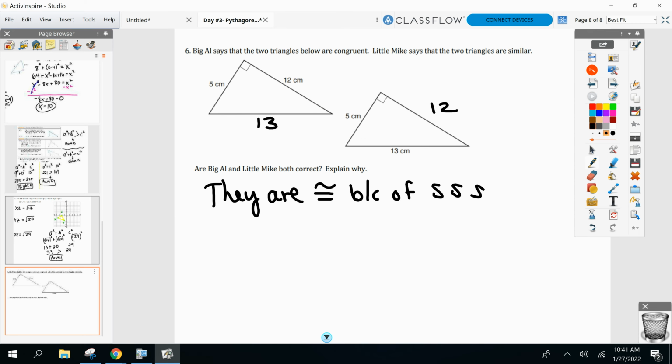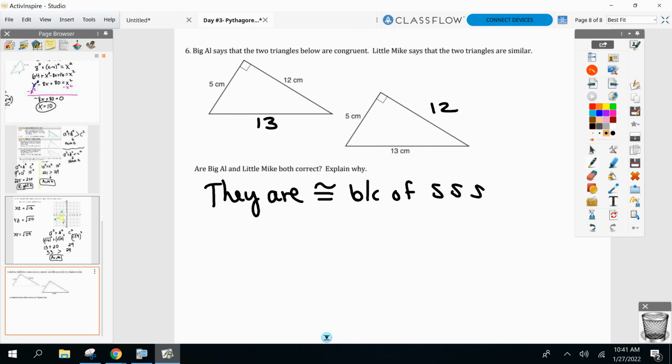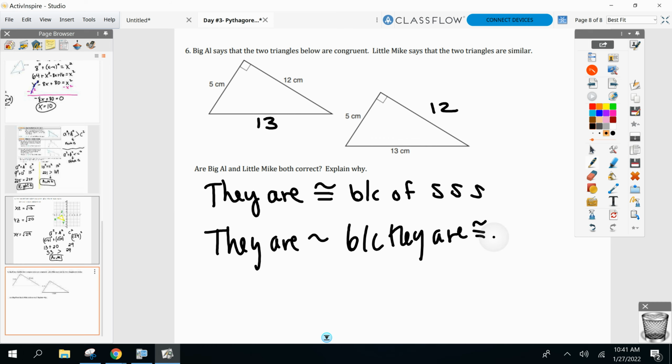Are they similar? Why? They are similar because if they're congruent, they're similar. Or anybody go side, side, side similarity or side, angle, side similarity. They're all in the same ratio, 1 to 1. So they are similar because, and I'll use Addie's response, they are congruent. Any triangles that are congruent are also similar.